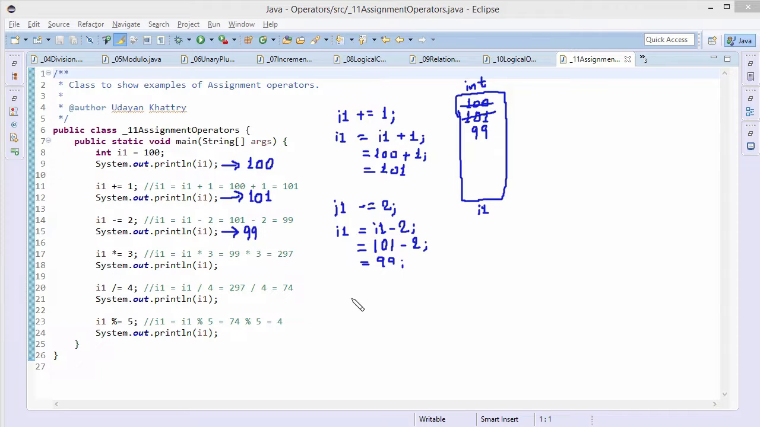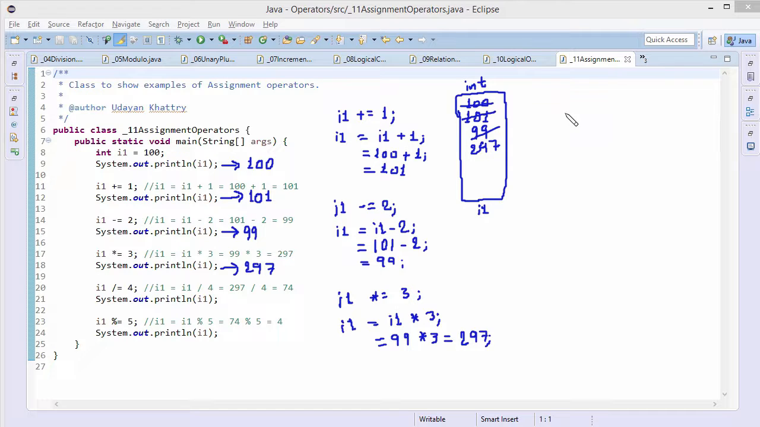Third expression is I1 multiplied by 3, which means I1 equals I1 multiplied by 3, which is the current value of I1, 99, multiplied by 3, which is 297. Assign 297 to I1, 297 over here, and if you print at this line, you will get 297.